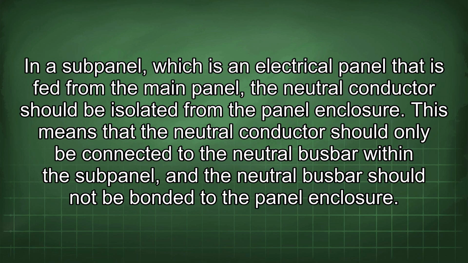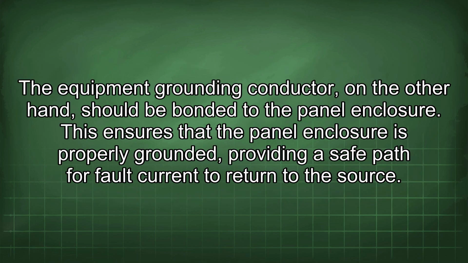In a subpanel, which is an electrical panel that is fed from the main panel, the neutral conductor should be isolated from the panel enclosure. This means that the neutral conductor should only be connected to the neutral busbar within the subpanel, and the neutral busbar should not be bonded to the panel enclosure. The equipment grounding conductor, on the other hand, should be bonded to the panel enclosure. This ensures that the panel enclosure is properly grounded, providing a safe path for fault current to return to the source.